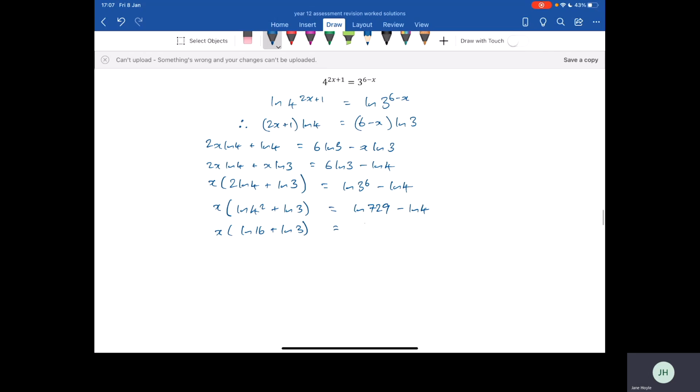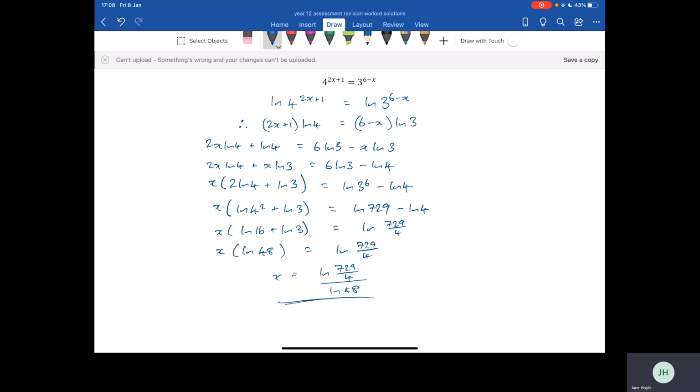And now on the right-hand side, I can write that as the natural log of 729 over 4. And of course, that doesn't simplify at all. So leave it as 729 over 4. The left-hand side, I will have ln of 16 times by 3, ln of 48. And so finally, I can do division. So this isn't a very nice number. I guess you might be a little bit put off by it if this was an exam question. ln 729 over 4, all over ln of 48.